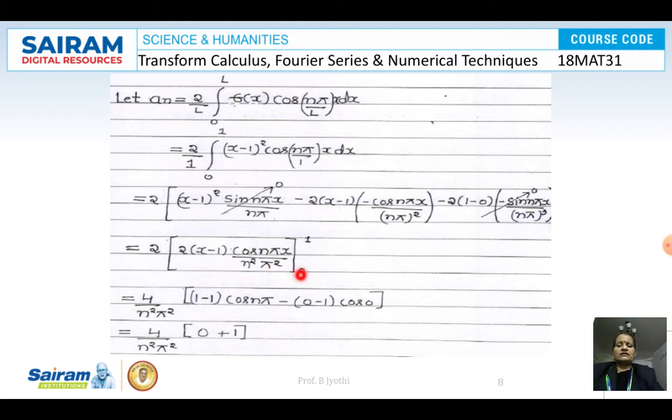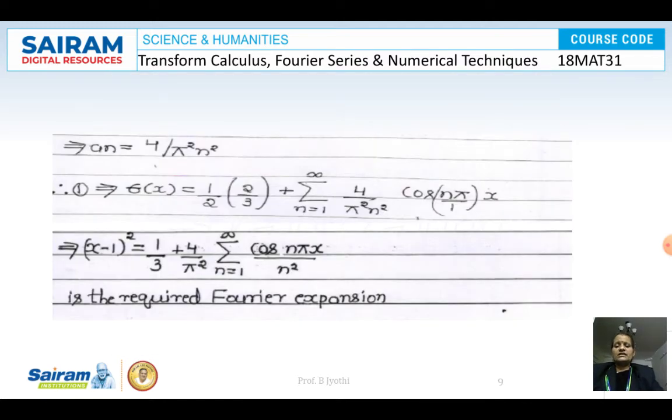Therefore, the first term will be again 0. Then the second, the lower limit, when we substitute cos n pi 0 or cos 0, which is 1. And here minus of minus will be plus. Therefore, the an value is 4 divided by n square pi square. So an is given by 4 divided by n squared pi square.